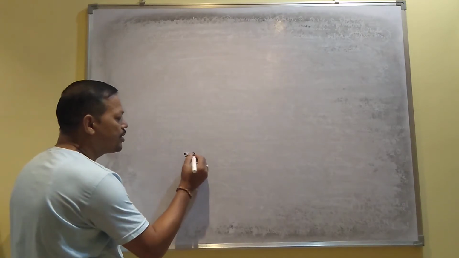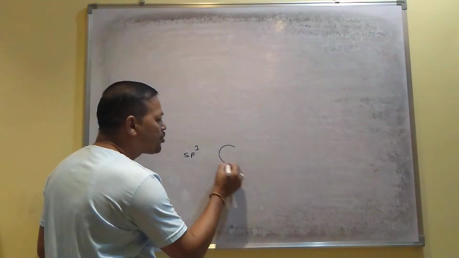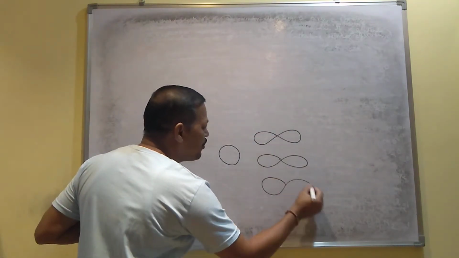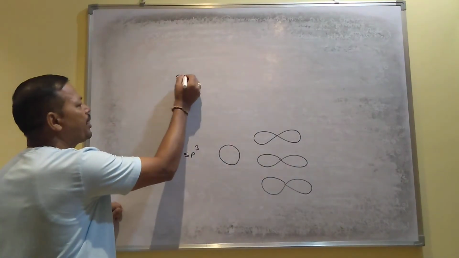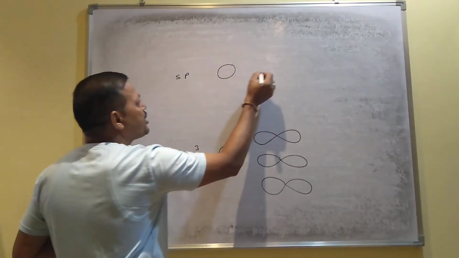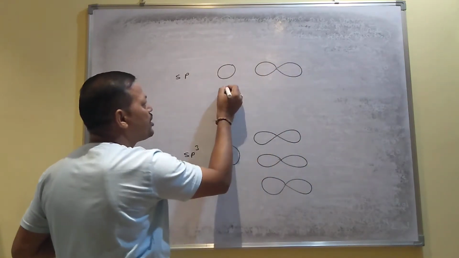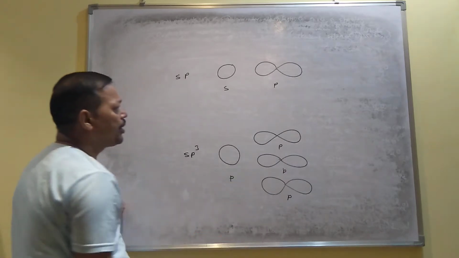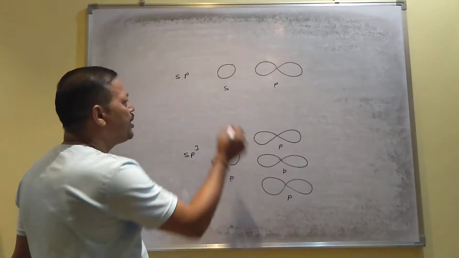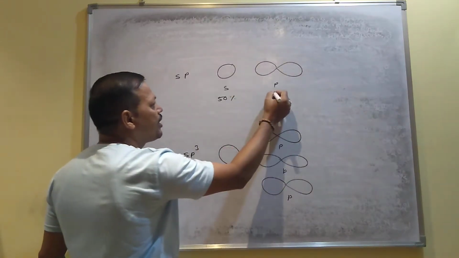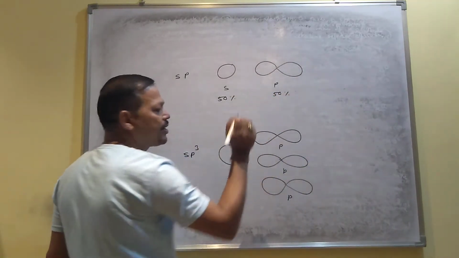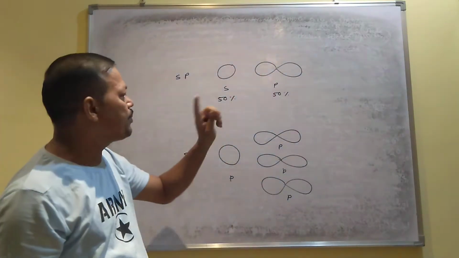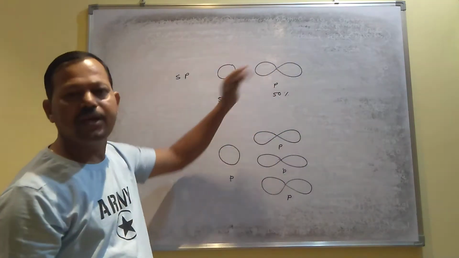In the case of sp3 hybridization, one s orbital is mixed with three p orbitals. As you know, a p orbital is dumbbell shaped. They mix like this. And in the case of sp, one s is mixed with one p like this. So this is s, this is p. Here, one s and one p, you will get 50% s character and 50% p character, because one s and one p are an equal amount of s and p.